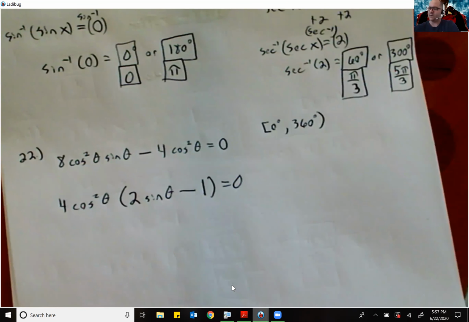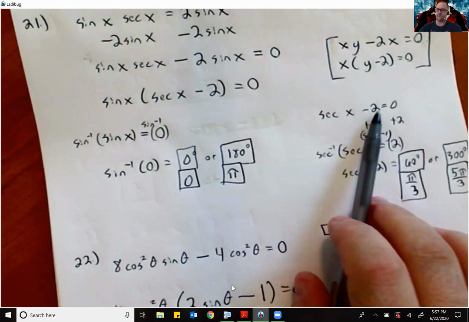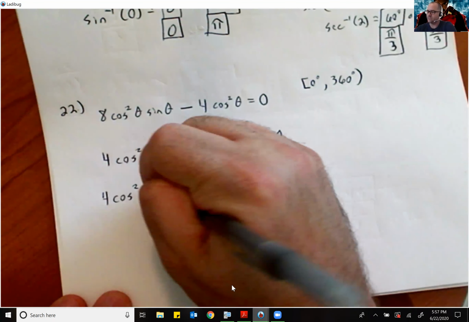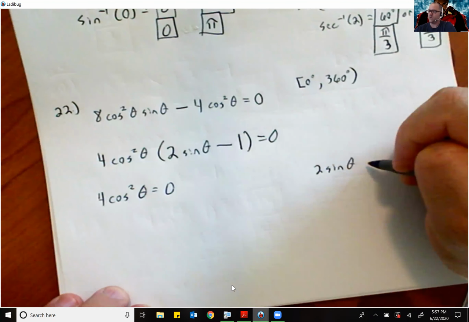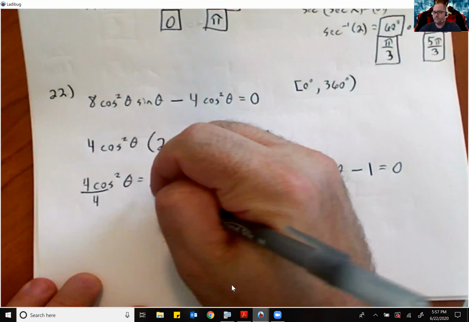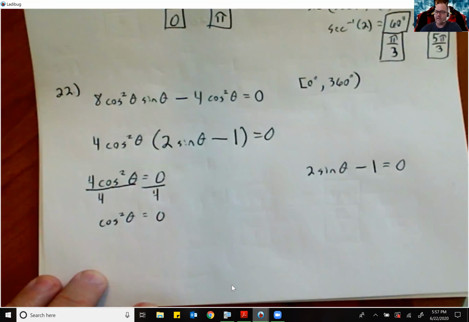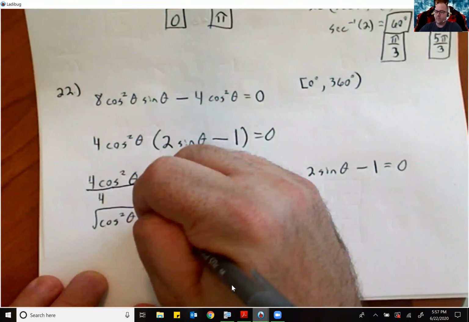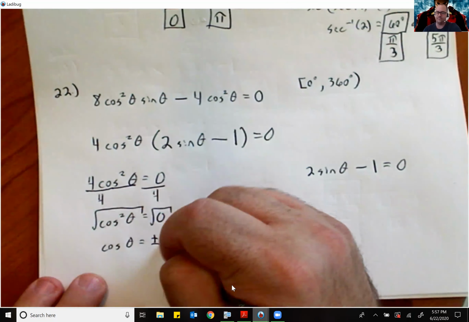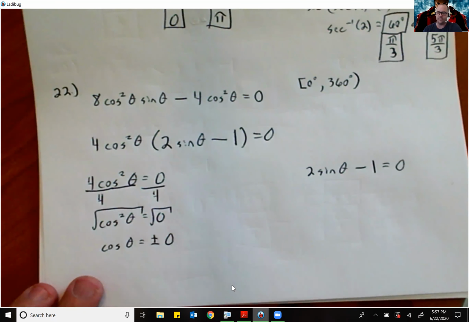Okay? So just like before, we took each one of these pieces and set them equal to 0. It's the same thing we're going to do here. 4 cosine squared theta equal to 0. And 2 sine theta minus 1 equal to 0. So divide by 4. And that gives you cosine squared theta equal to 0. And then how do you get rid of something squared? You take a square root. Remember, when you take a square root of both sides, you really have plus or minus here. But because this is 0, you don't really have plus or minus of 0. But if this was a number, you would need that plus or minus there. That would be super important.